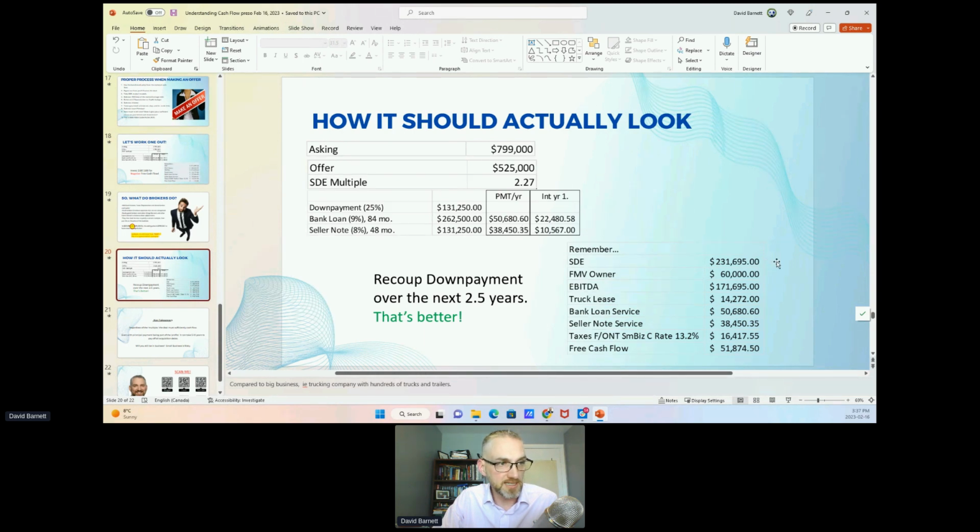And when we get over here, we see SDE of 231, my $60,000 salary. There's the EBITDA of 171. And then we have our truck lease, our bank loan, our seller note. Look at this. The corporate tax rate is up, right? Because our interest expenses are lower. So we actually end up paying more in taxes. But look at the free cash flow, $51,000 in free cash flow. And that 131 that we put down, we're going to be able to recapture that in 2.5 years.